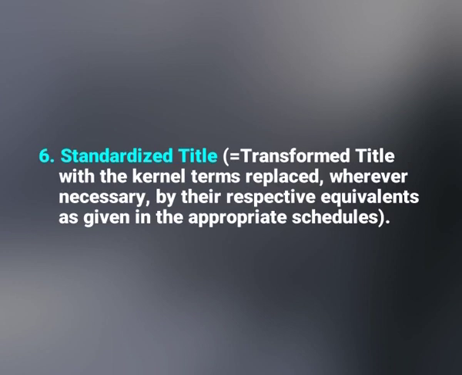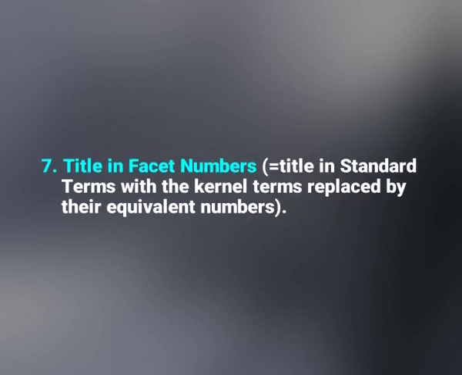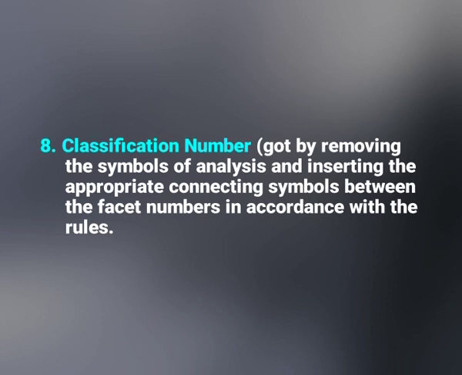6th is standardized titles, wherein the transform title with the kernel term replaced wherever necessary by their respective equivalent as given in the appropriate schedules. And the 7th you need to remember is the title in facet numbers, wherein the title in standard terms with the kernel terms replaced by their equivalent number is given. Last step, the classification number is also got by removing the symbols of analysis and inserting the appropriate connecting symbols between the facet numbers in accordance with the rules.